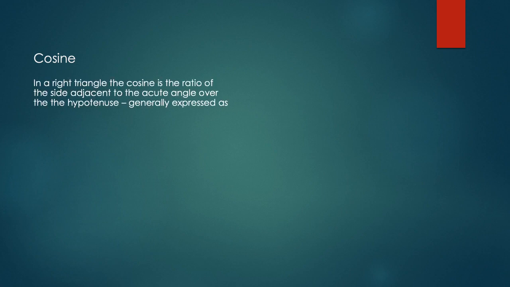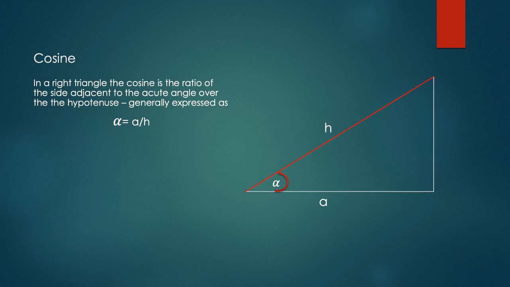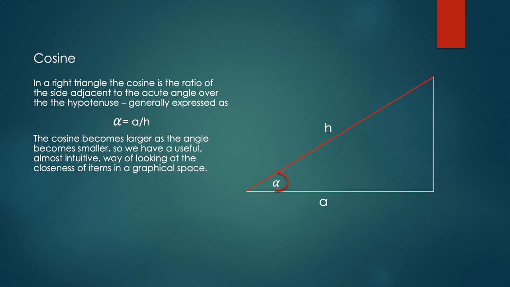So, the cosine in a right triangle is the ratio of the side adjacent to the angle, the acute angle, over the hypotenuse. This is just like what we did in the earlier video. So the acute angle here, not the right angle, not the 90-degree angle, cosine, represented by the Greek letter alpha, is equal to the adjacent side divided by the hypotenuse. And we know that the cosine becomes larger as the angle becomes smaller. So we have a useful, almost intuitive way of looking at the closeness of items in a graphical space.